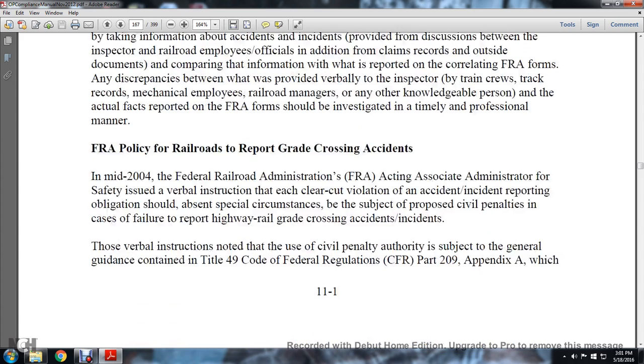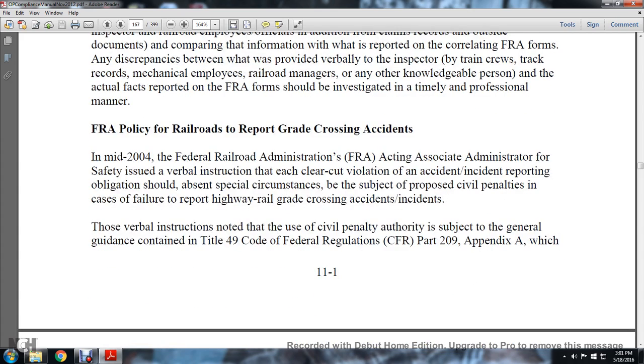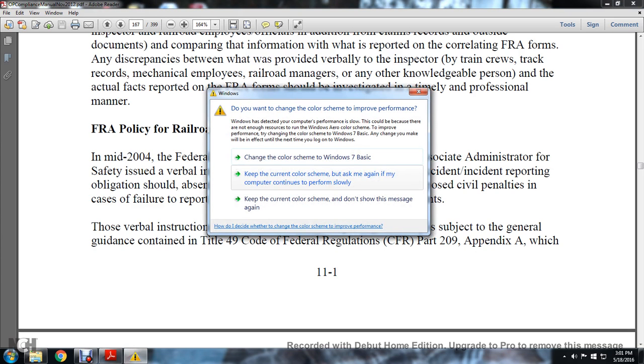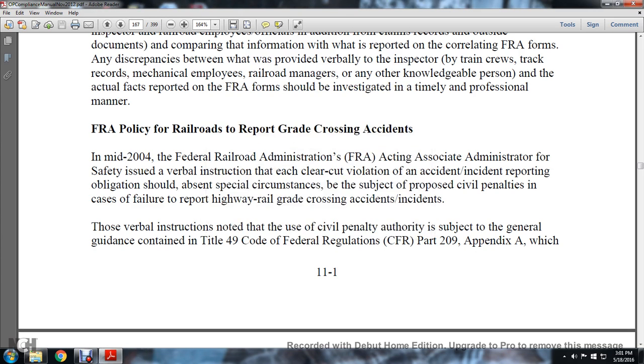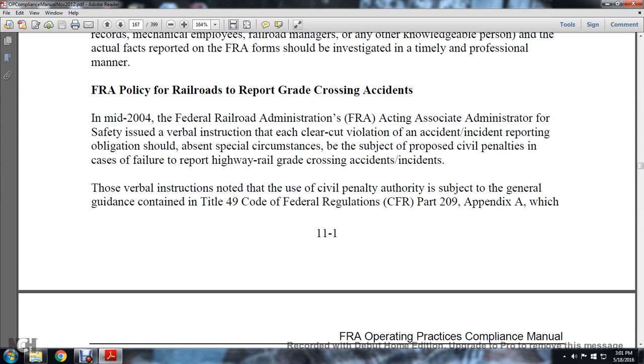The FRA policy for railroads reporting grade crossing accidents. In mid-2004, the Federal Railroad Administration's Associate Administrator for Safety issued a verbal instruction that each clear-cut violation of the accident incident reporting obligation should, absent special circumstances, be subject to proposed civil penalties in the case of a failure to report highway-rail grade crossing accidents or incidents.